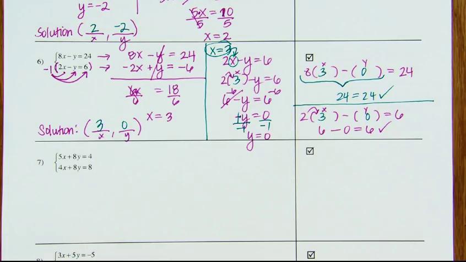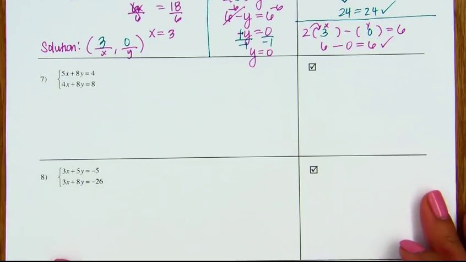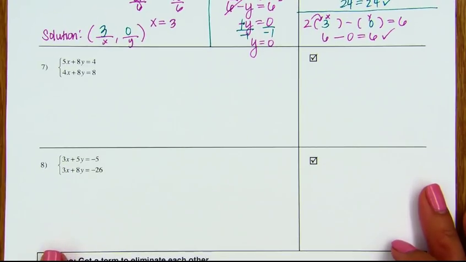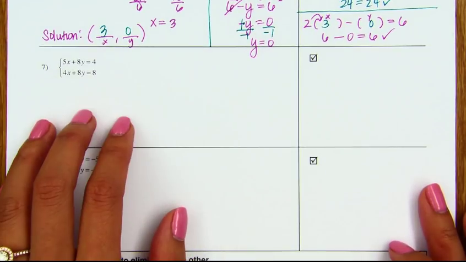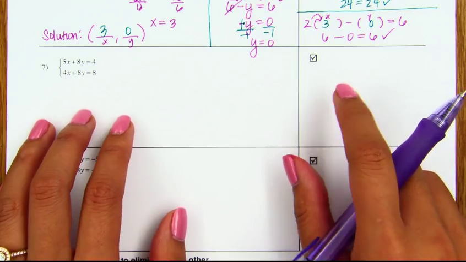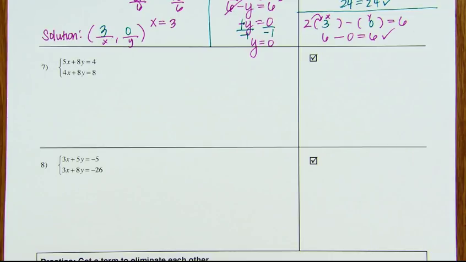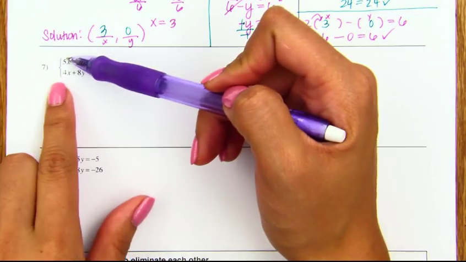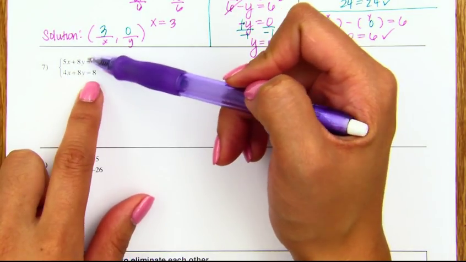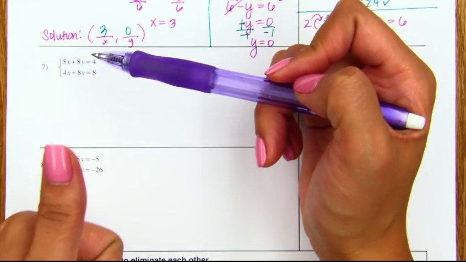So I am going to show you just one more, and then I'm going to let you try number 8 by yourself. For number 7, I am going to show you how to do it, but I won't do the checking just to make sure that we have enough time to get through this lesson. So for number 7, again, you want to check that everything lines up nicely. The x's do, the y's do, the equal signs do, the constants, we're good to go.